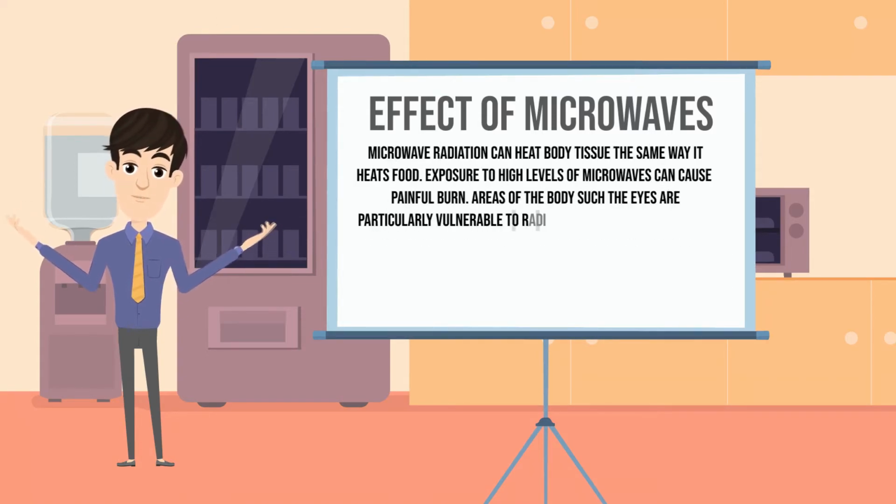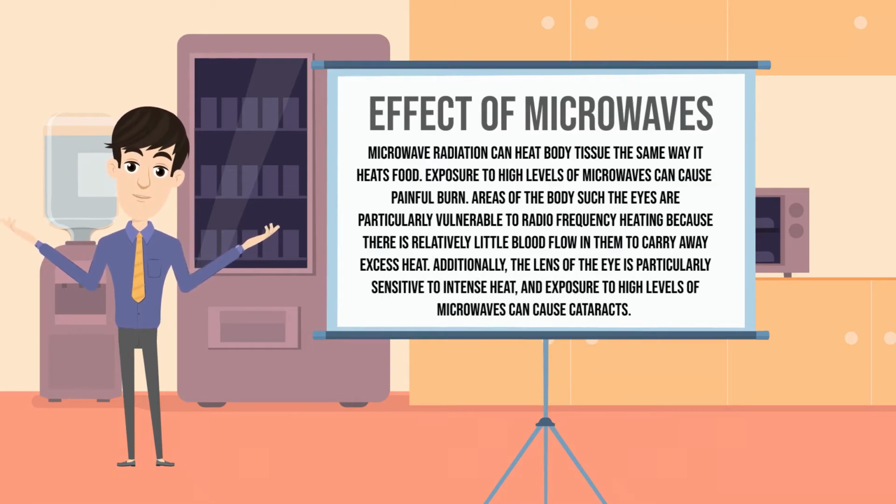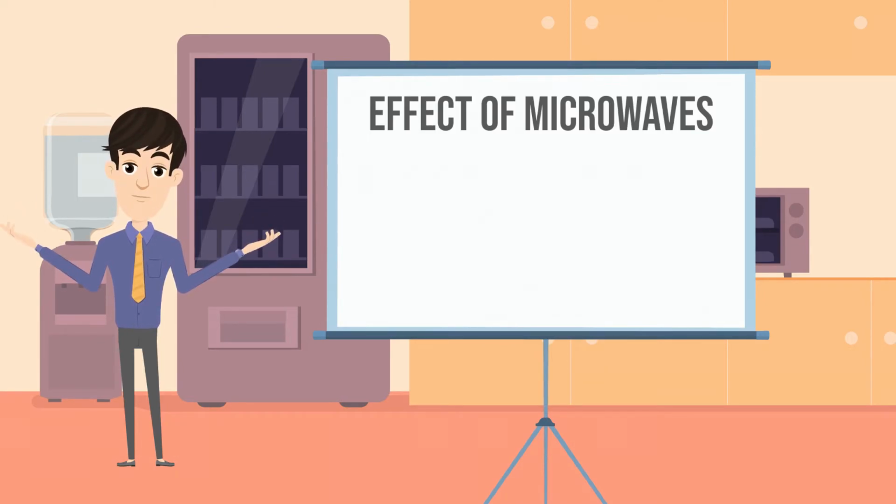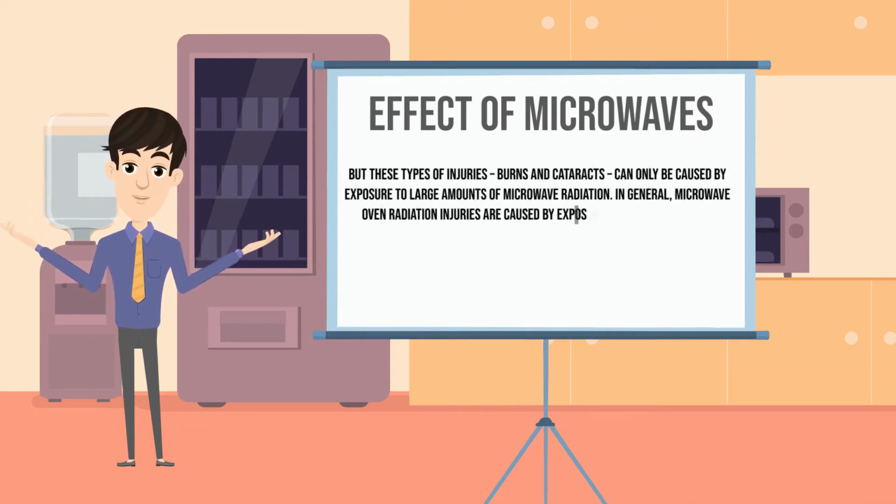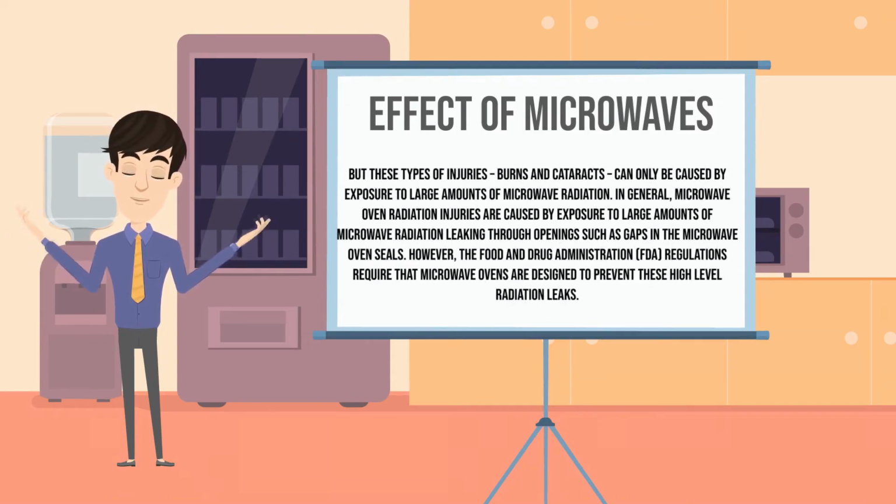Microwave radiation can hit body tissue the same way it hits food. Exposure to high levels of microwave can cause a painful burn. Areas of the body, such as the eyes, are particularly vulnerable to radio frequency heating because there is relatively little blood flow in them to carry away excess heat. Additionally, the lens of the eyes is particularly sensitive to instant heat, and exposure to high levels of microwave can cause cataracts.